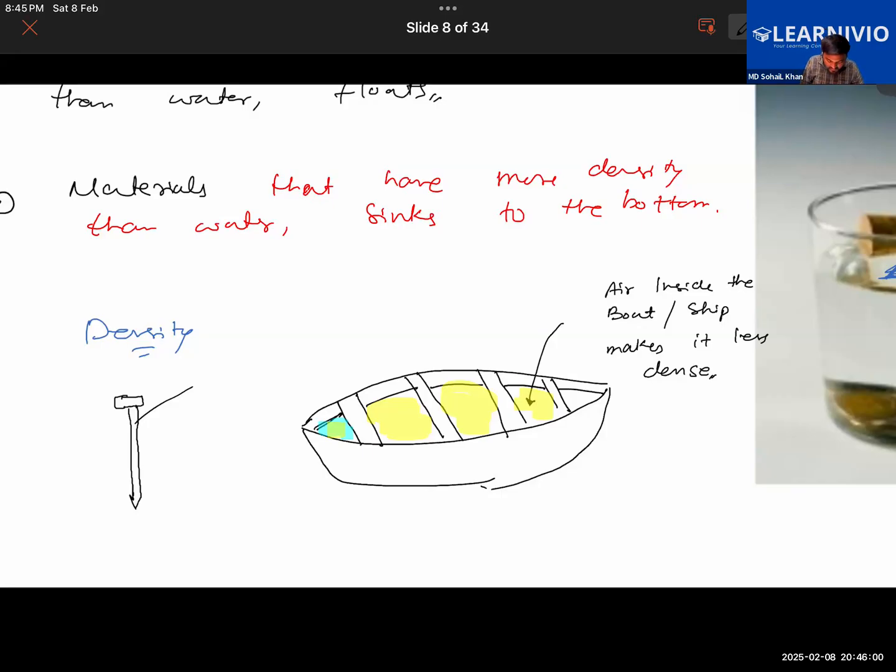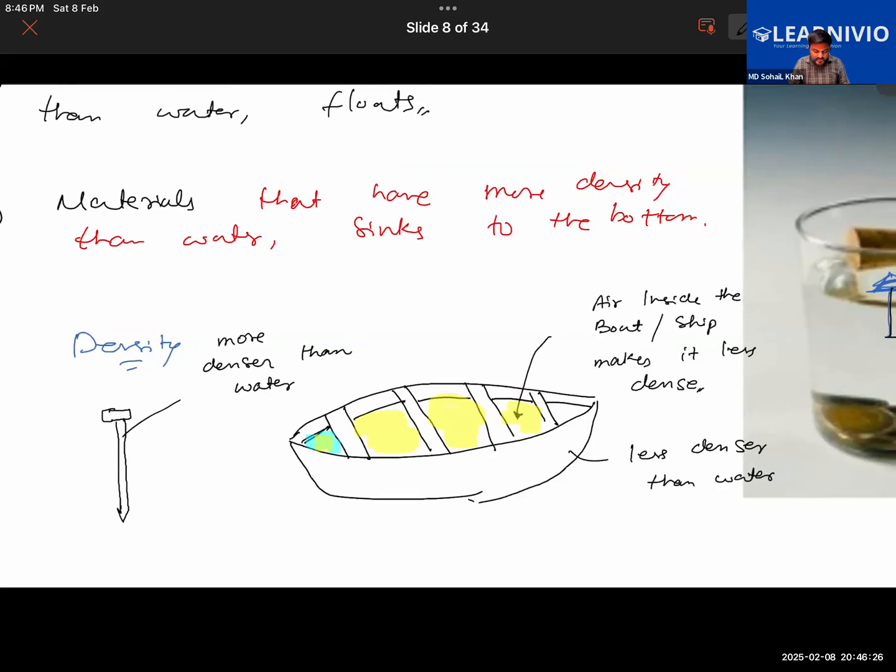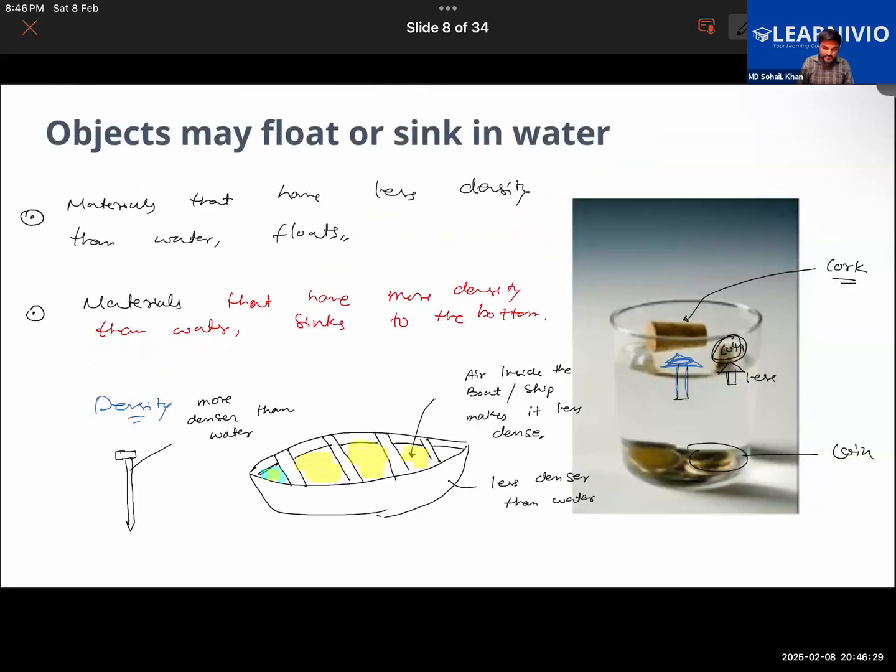So it is denser than the water. So we are saying this is more dense than water, but here, this is less dense than water. So something that is less dense than water floats, and something that is more dense than water is going to sink. Getting it now? Hope it clears the concept, right?